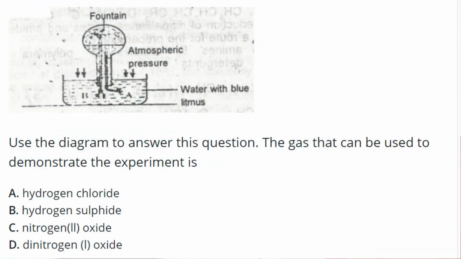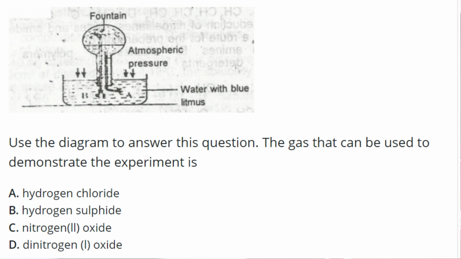Question 47. Use the diagram to answer this question. The gas that can be used to demonstrate the experiment is what? So the diagram above is actually a diagram of the fountain experiment. The essence of the fountain experiment is just to determine the solubility of gases in water. Those gases that are very soluble in water are normally used to perform the fountain experiment, and a good example is ammonia. Ammonia can be used to perform the fountain experiment.